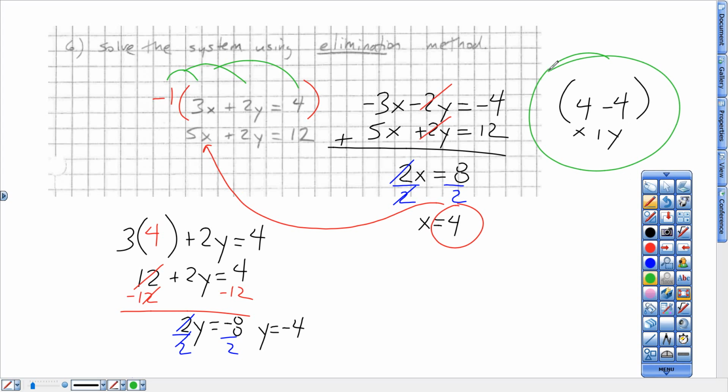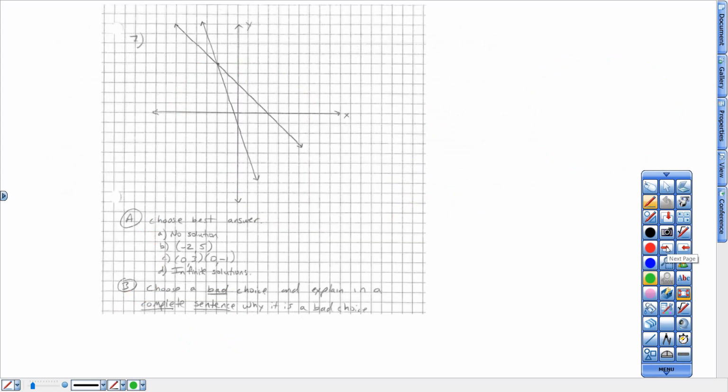All right, moving on. Next word is dog. Thanks for listening, dog. All right, this one, I can see that it's not a no solution. This one's no good. This one's no good. Only this point right here, negative 2, 5. And then choose a bad one. I'm going to choose D to be the bad one. I know D is a bad choice.